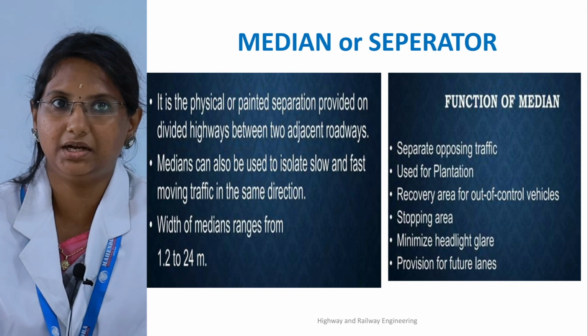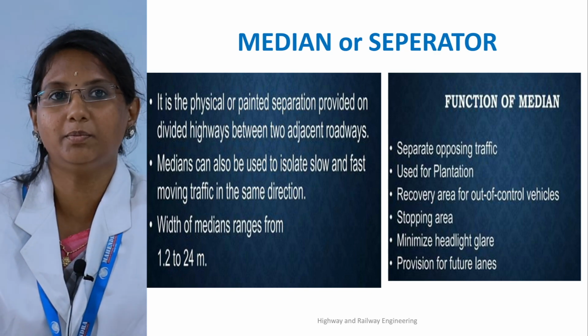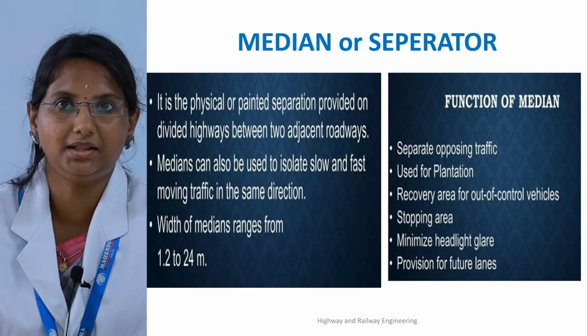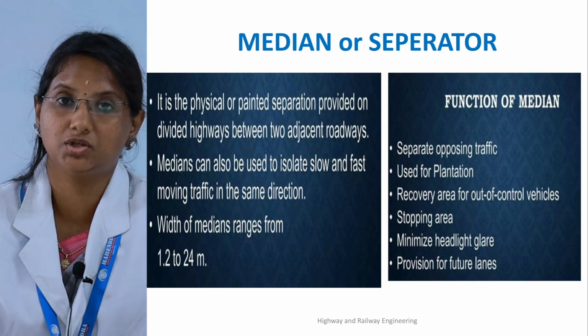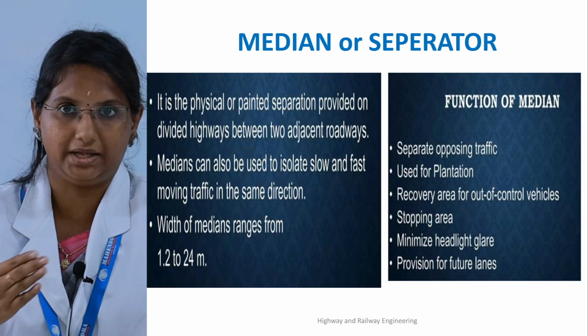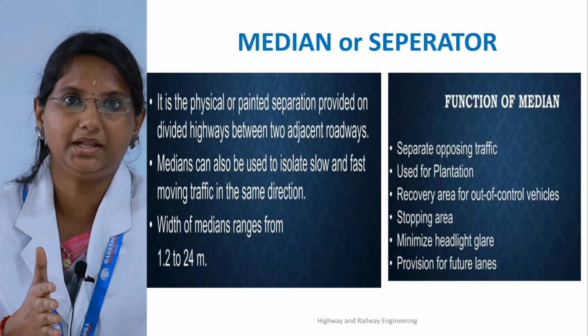It's termed as a median or separator. The width of the median is usually provided as per IRC, 1.2 to 2.4 meter. Its main function is to separate the opposing traffic, and it's used for plantation, for a stopping area, and as provision for a future lane. For this purpose we provide the median or separator in the highway.